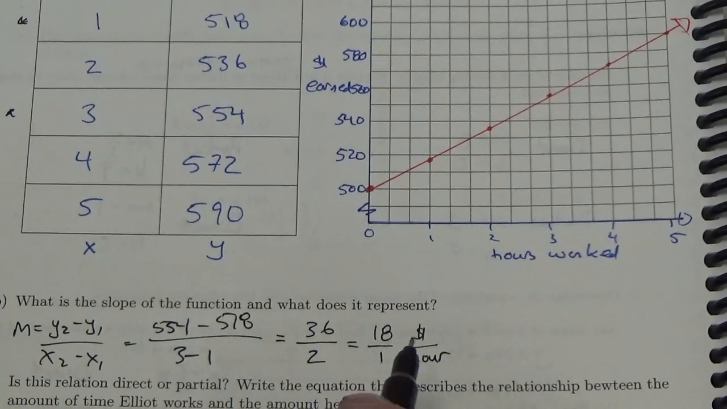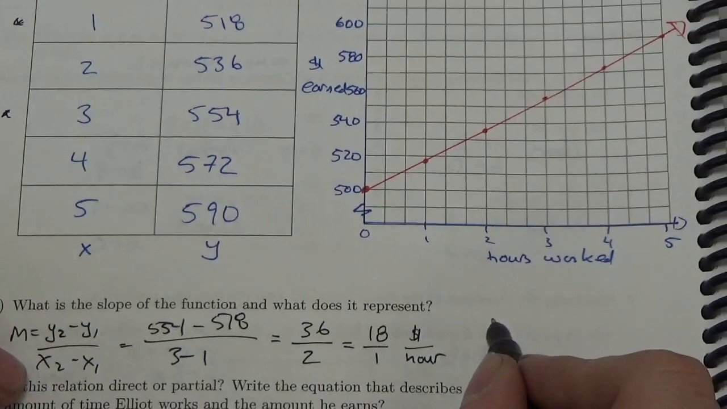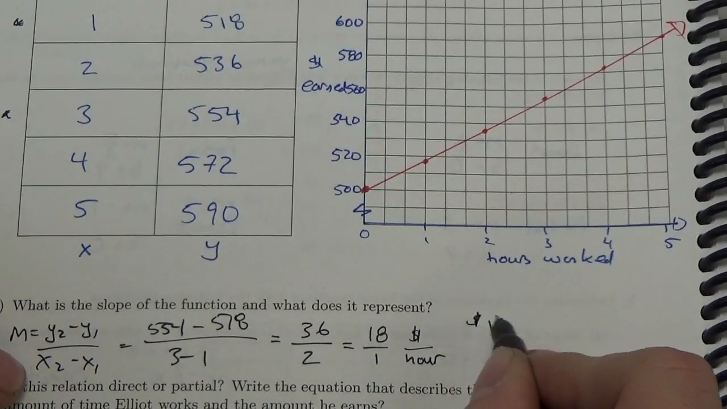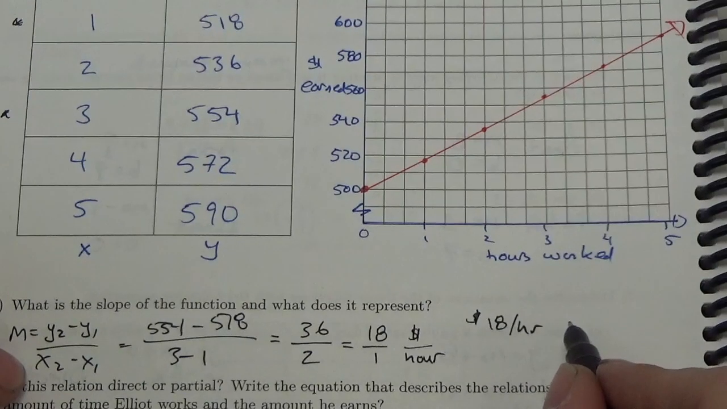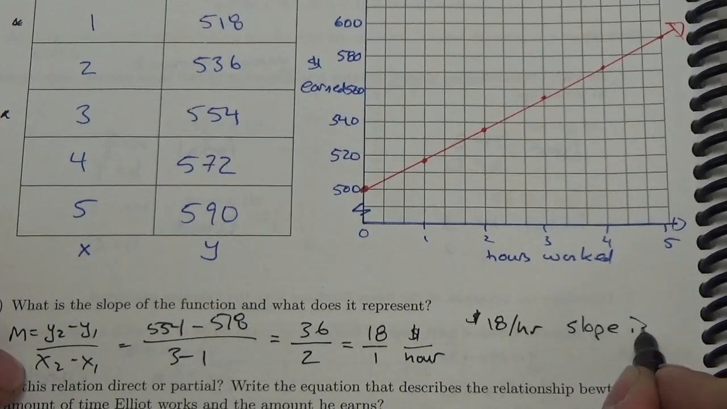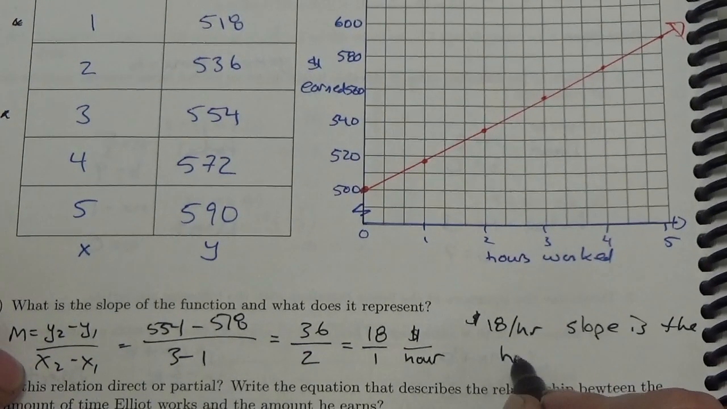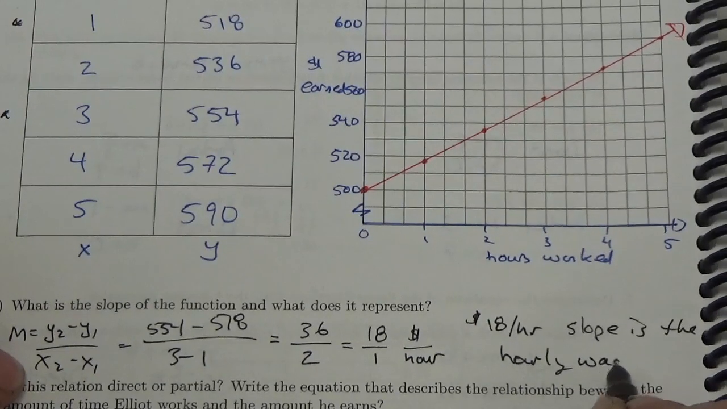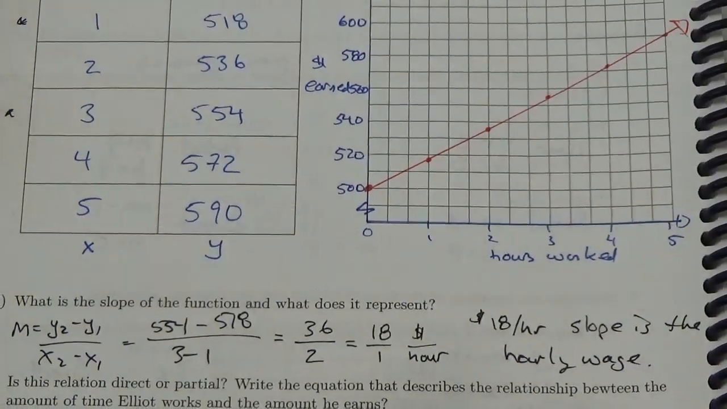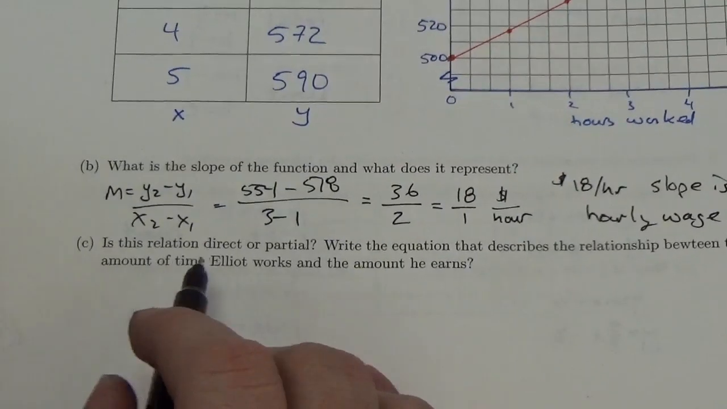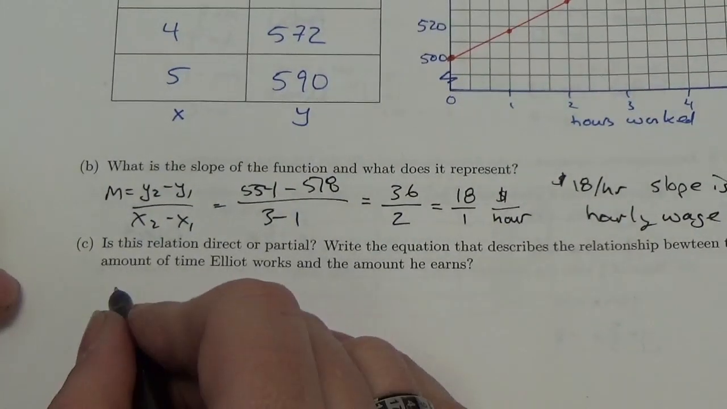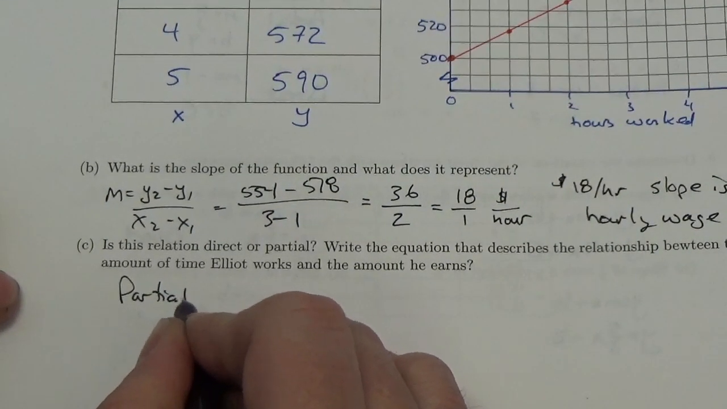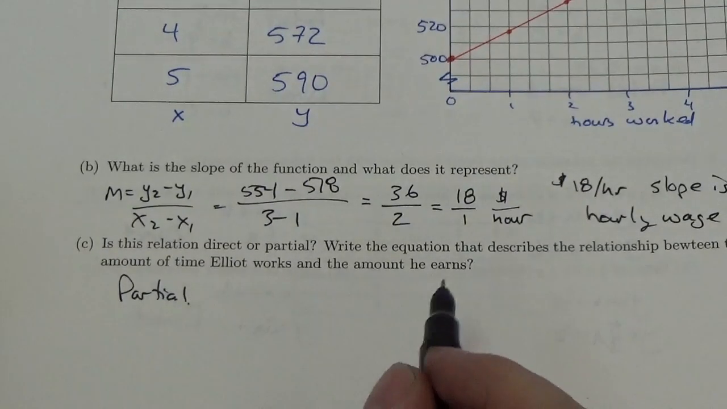Okay, so what I'm getting for the slope here when I put the units in is going to be $18 per hour. So basically the slope is the hourly wage. Okay, that's the meaning of the slope. In this relation, is this relation direct or partial? Well, it's definitely partial, because it's not going through the origin.